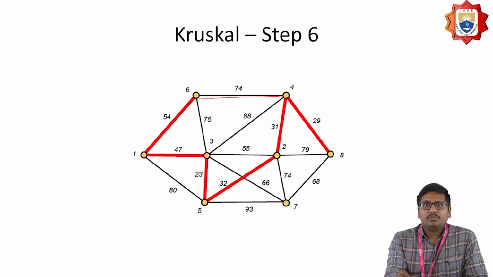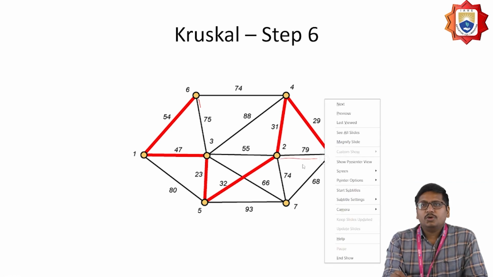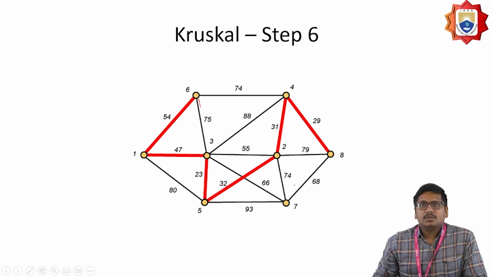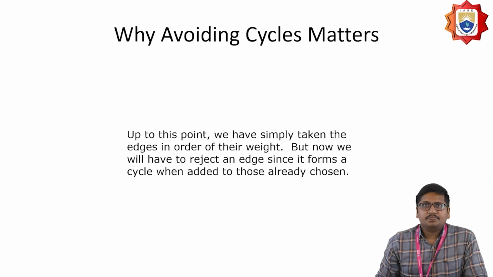So 74 is going to form the cycle. So it does not form it. And what is the next, 75 is also going to form the cycle. And then 80 is also going to form the cycle. So I'm not going to consider all these ones. And then here also, this one should not be considered. And 74, even though 68 is there, it is going to form the cycle. So like this, we are going to construct this.